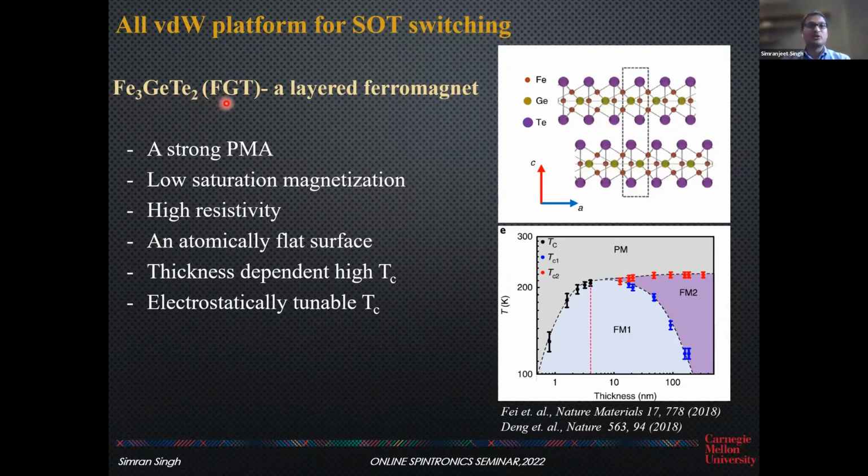I will use the acronym FGT, which is a layered ferromagnet. It has strong perpendicular magnetic anisotropy. It has low saturation magnetization and high resistivity, which is basically good for these devices so that most of the current can flow through WTe2. It has atomically flat surfaces, which is essential to suppress spin memory loss at the interfaces. And also there's some aspect of tunability. For example, you can tune the magnetism by changing the thickness, or perhaps by electric field.